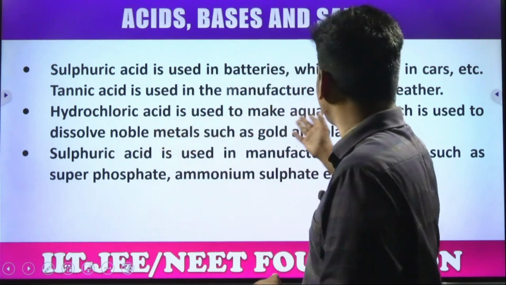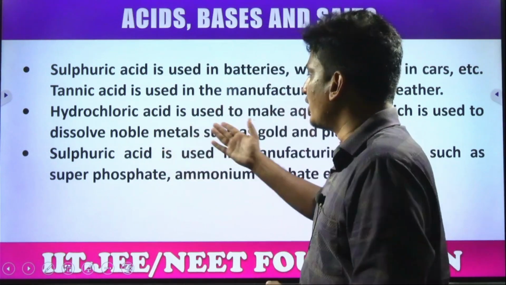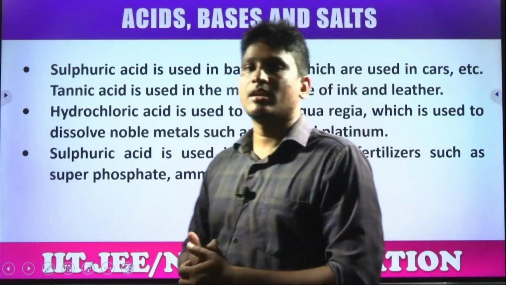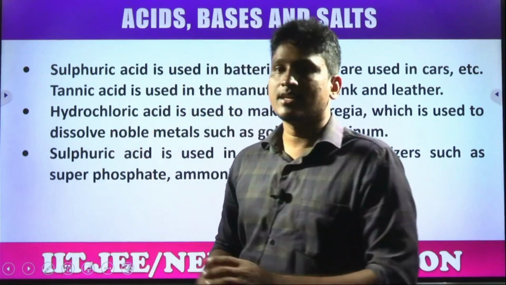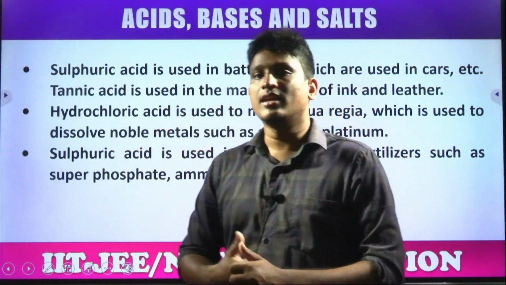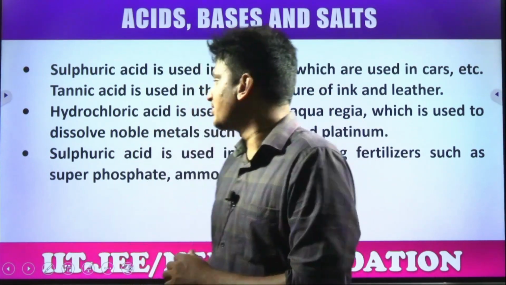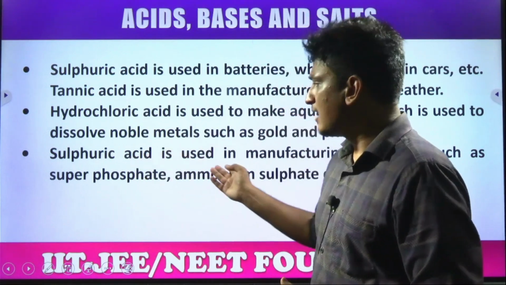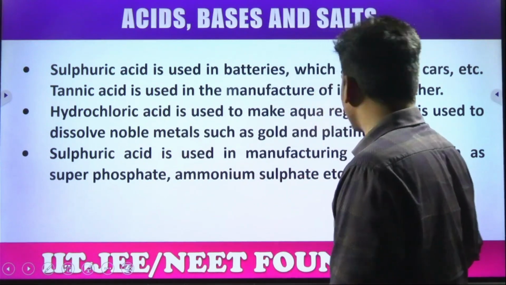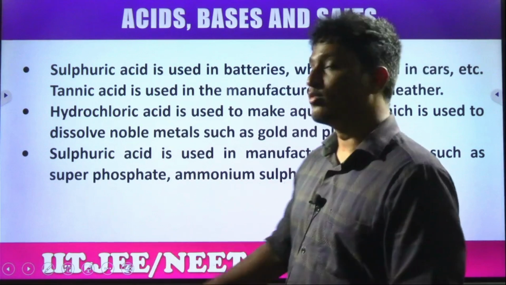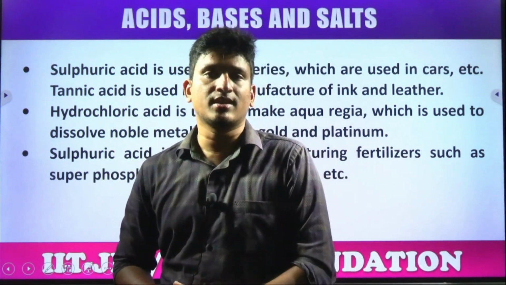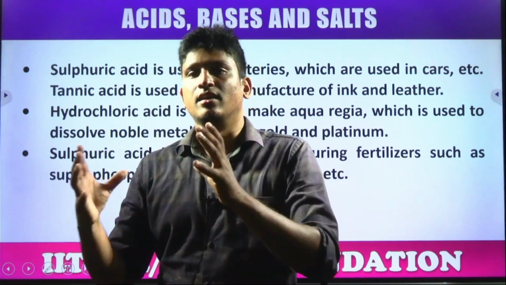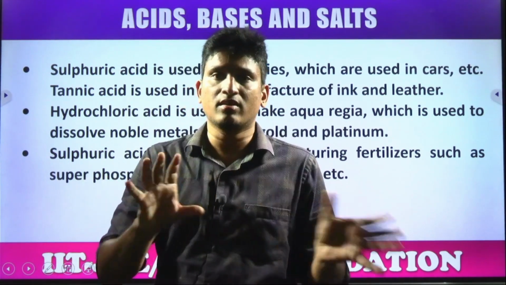Hydrochloric acid is used to make aqua regia, which is used to dissolve noble metals such as gold and platinum. For metallurgical processes, for extraction of that metal also, acids are used: aqua regia, hydrochloric acid and nitric acid combined in a 1:3 ratio, students. So sulfuric acid is used in the manufacturing of fertilizers such as superphosphate and ammonium sulfate, like we discussed just now. The majority of the fertilizers come from nitric acid and sulfuric acid only, not direct acids.